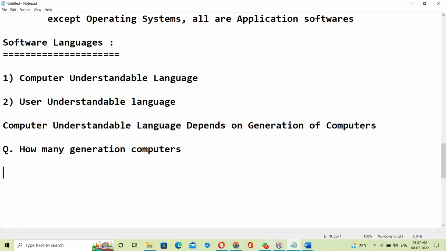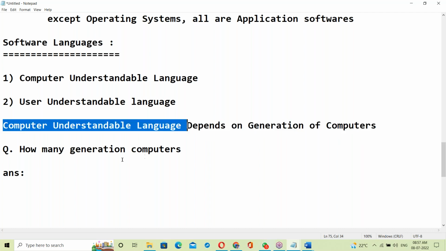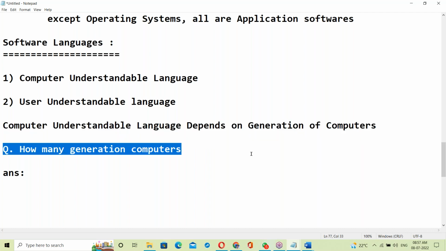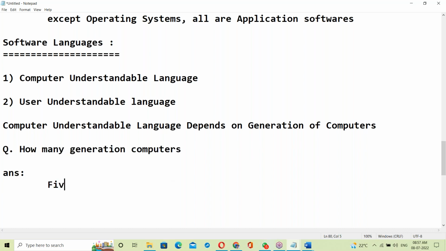How many generations of computers are there? Anyone have an idea? See, the language a computer understands depends on the generation of the computer. Yes, there are 5 generations.